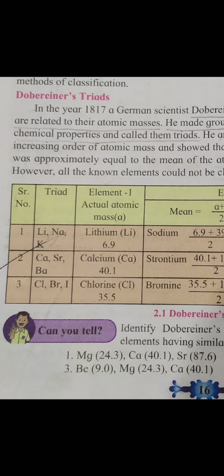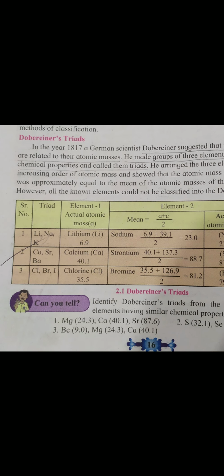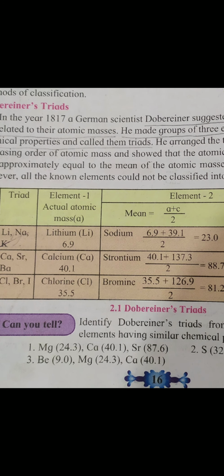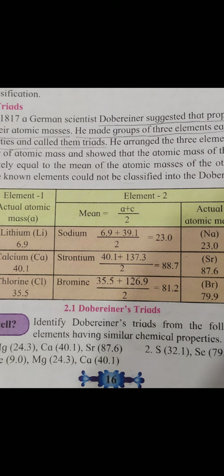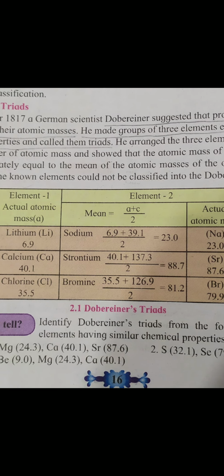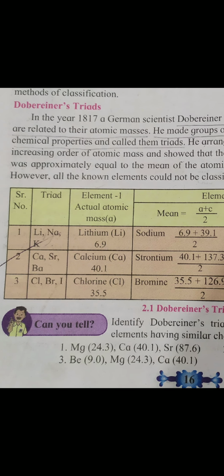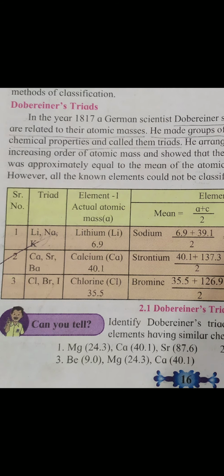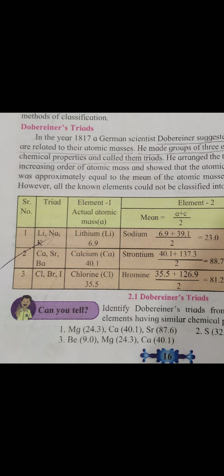So he gave us the definition of the triad. You can mark the definition of triad in your textbook. What is the definition of triad? Dobereiner made groups of three elements each having the same chemical properties, and that is called a triad. Then he made a law of triads.